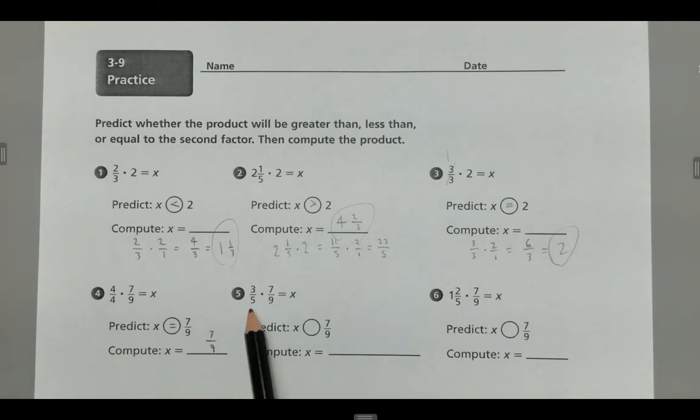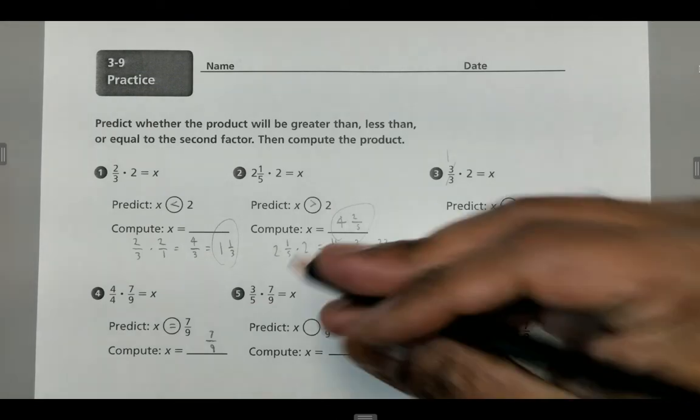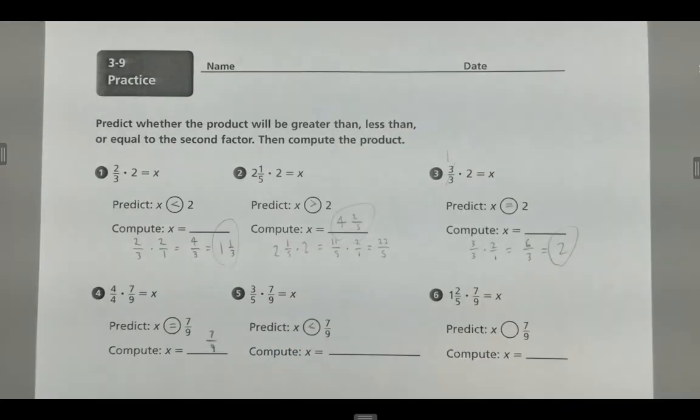Number 5, 3/5 times 7/9. What am I doing to 7/9? I'm multiplying it by 3/5. Is 3/5 equal to a whole? No. Is 3/5 less than a whole? Yes, it is. So I'm taking something that's less than a whole, multiplying it by 7/9. My answer is going to be less than what I started with, less than 7/9.